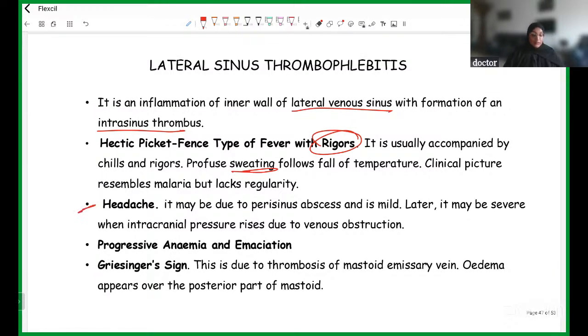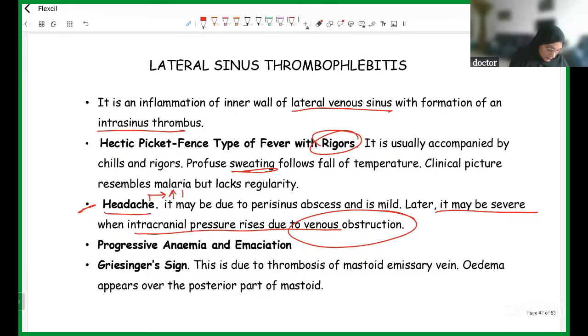Now, headache. It can be due to perisinus abscess and is usually mild. Later, the patient might develop severe intracranial pressure that is due to venous obstruction. So here the headache is usually due to increased intracranial pressure. So you have to make sure that you lower the patient's intracranial pressure when he's in the hospital, right? So first of all is hectic picket fence type of fever, and second is increased intracranial pressure. Now these patients will also show progressive anemia and emaciation.